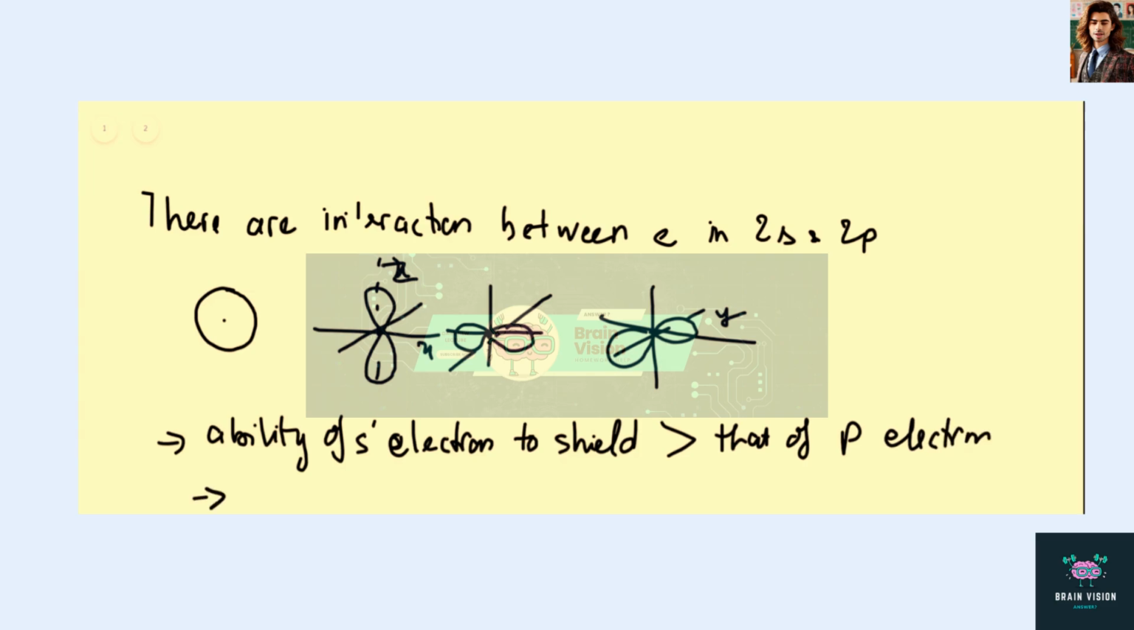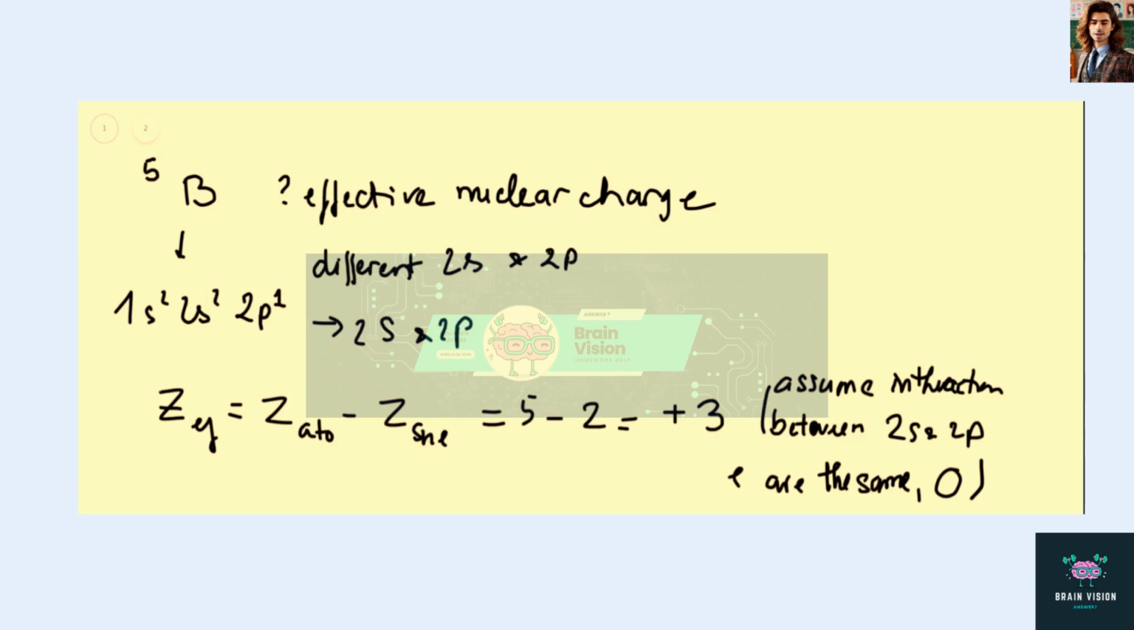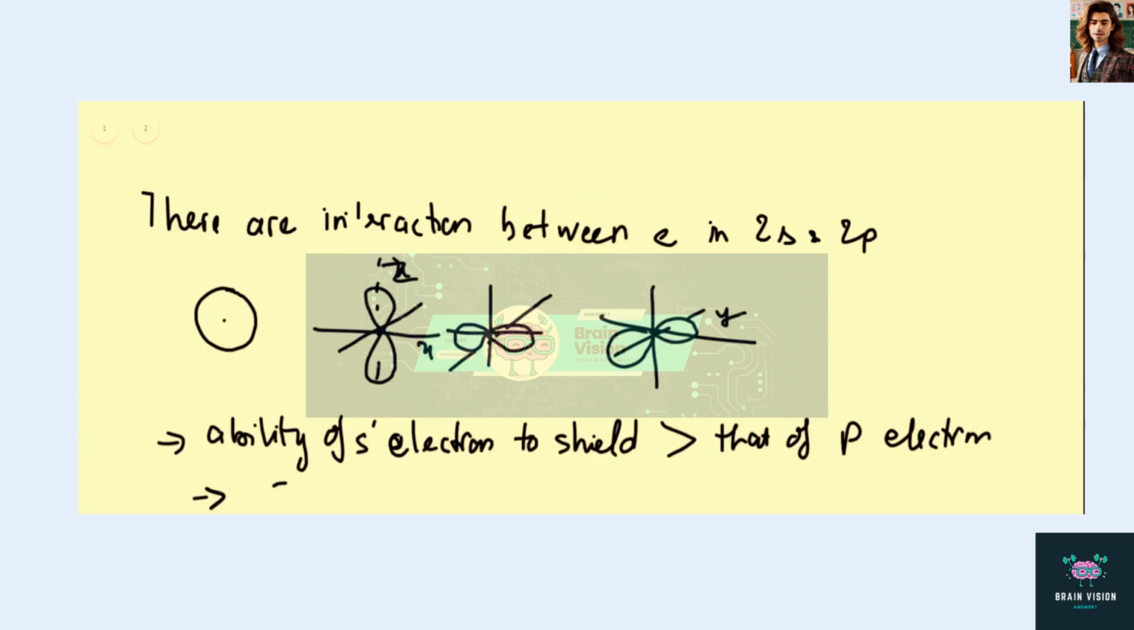As a consequence, looking at equation 1, we can see that the shielding effect of the s orbital onto the p orbital is higher than the shielding effect of the p orbital onto the s orbital. As a consequence, the effective nuclear charge of the s orbital should be larger than that of the p electron. It is again because the shielding ability of s is higher than p.